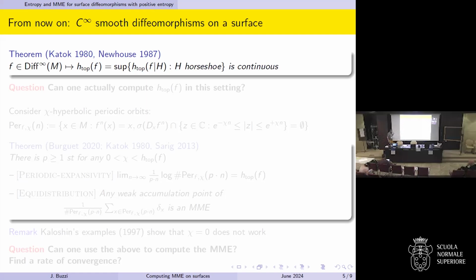Also, they are robust with respect to C1 perturbation. So dimension 2 gives you lower semi-continuity, and C infinity gives you upper semi-continuity. So in this setting, you get continuity of the entropy. And if you don't care about how long it will take, you could compute the topological entropy of a surface diffeomorphism.